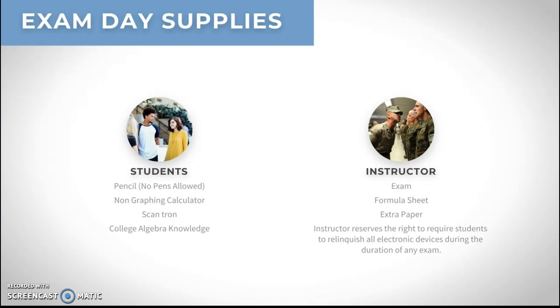Okay, so on exam day, we've got 3 exams and then we got a final. What you as the students need to bring is a pencil, of course, your calculator, and your Scantron, and all the knowledge that you have learned up to that point in college algebra, okay? What I'm going to bring is the exam, of course, any kind of formula sheets, and I usually show what formulas are going to be on that formula sheet so you know if you need to memorize anything, which I usually don't make y'all memorize anything. If I do, it's not bad. And I'll give you extra paper as well. Okay, I promise I am not that mean.